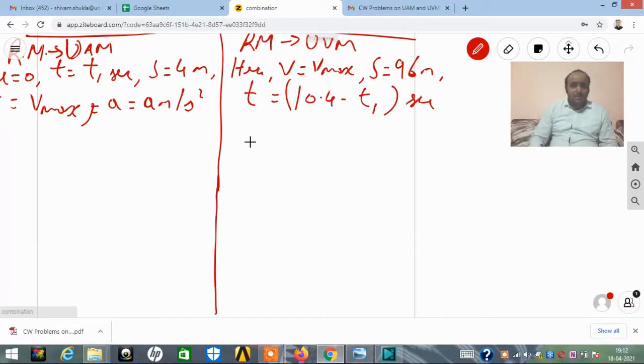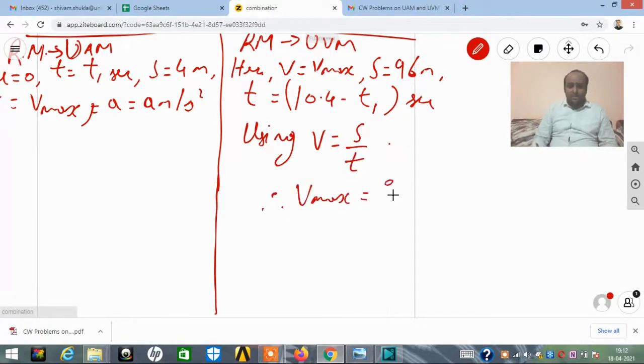So here it is, using only one equation for uniform velocity motion, V is equal to S by T. Therefore V, which is nothing but Vmax, is equal to S, which is 96, divided by 10.4 minus T1. This will be my equation number 1.